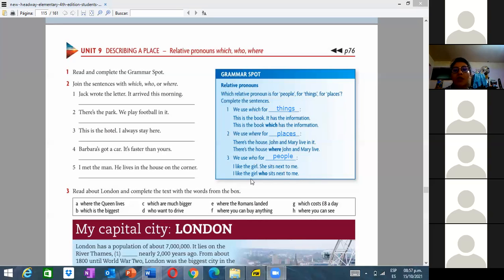¿No? La primera oración es, me gusta esa chica, una chica. Es una persona. Entonces, ¿qué relative uso? Who. ¿Quién? A ver, me gusta esa chica, ¿quién se sienta al lado de mí? Okay, that's it. Please. Okay, Miss, gracias.